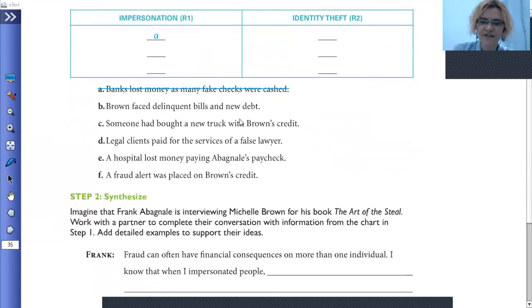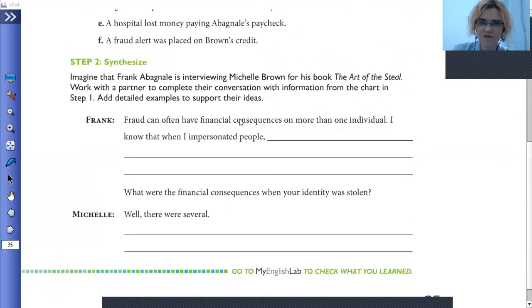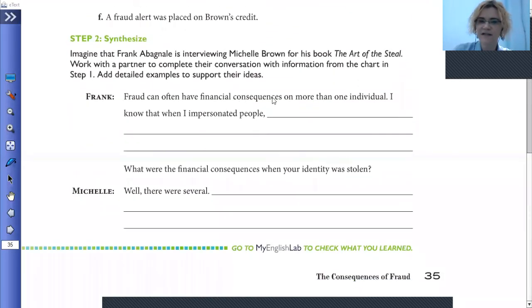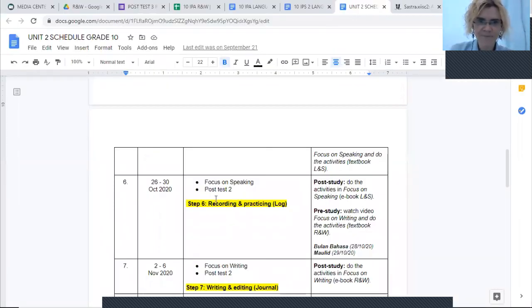Okay, now for synthesizing, you were supposed to use the information in step 1, organizing, to create a conversation. Is there anyone who made this and would like to share? Or anyone who wants to ask a question about the material of today? Okay, I'm going to be giving you some time. I'm going to switch to our schedule. So think about it. If something pops up, just ask it.